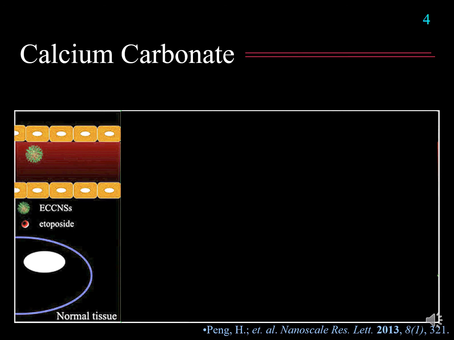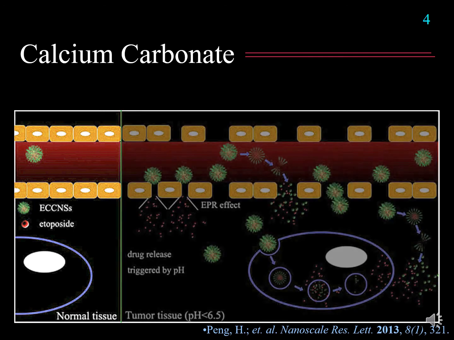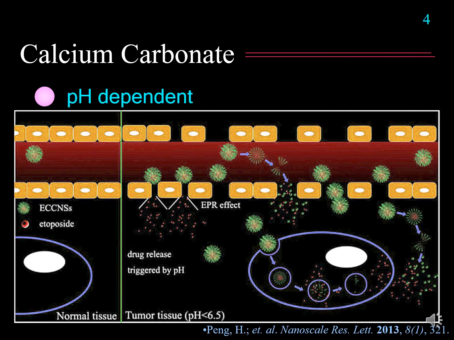Normally, normal tissue has tight junctions in the blood vessels, but in blood vessels close to the tumor tissue, the cell junctions are not very tight. So calcium carbonate nanoparticles can leak into the tissue. The size of the nanoparticles should be around 100-200 nanometers, so they can leak into the tissue and get into the cells by endocytosis as well.